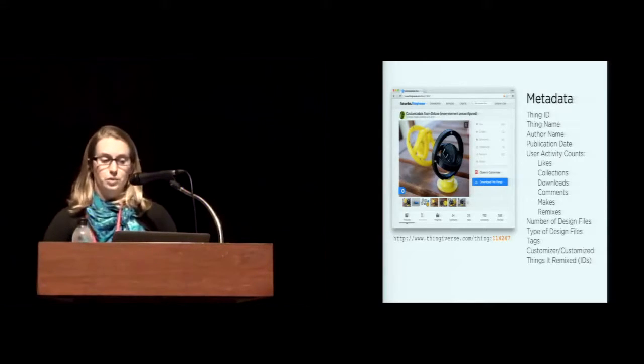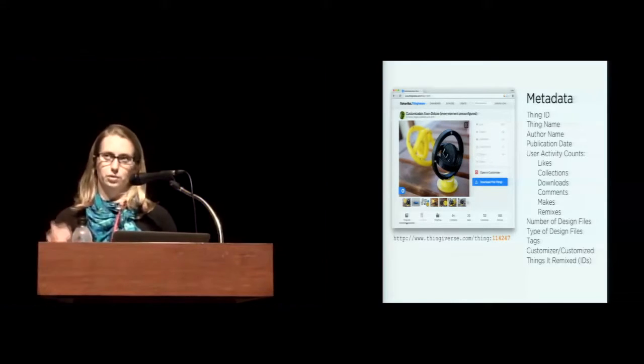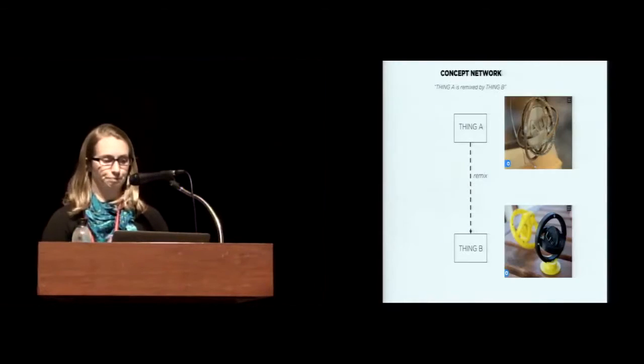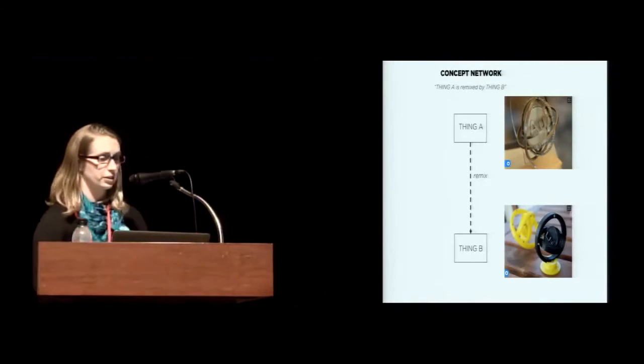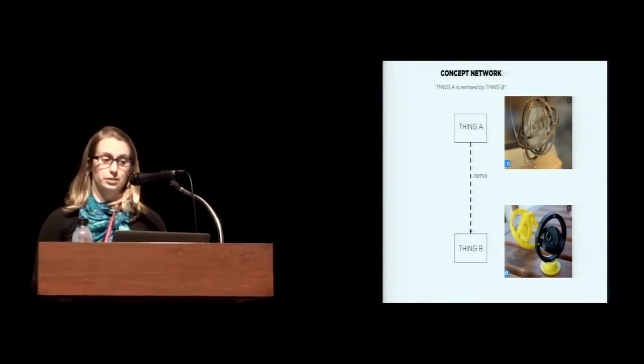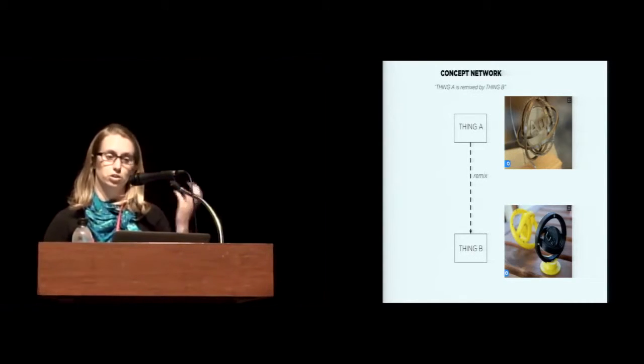So to gather data, we scraped all possible thing web pages up through the most current thing as of when we stopped data gathering. And then after pulling the available metadata, we created a directed graph. So we built a concept network showing remixing relationships between things. Things are the nodes. And remixing relationships define directed edges from the remixing source to the remixes themselves.